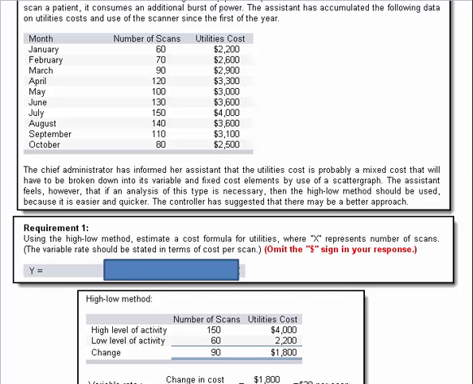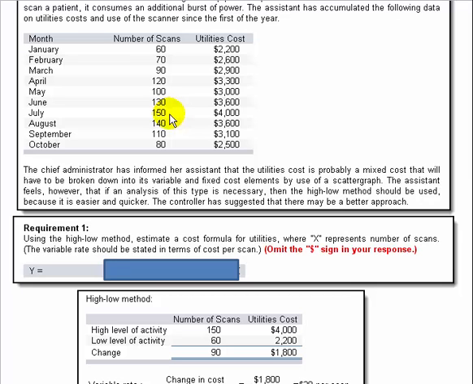What we do is we choose the highest level of activity and the lowest level of activity. So looking up in the data, we look at the number of scans, the number of data points, and the highest level of activity occurred in July. Now it's important to recognize that you need to pick the highest level of the activity, that's the independent variable, and not the highest utility cost. So we don't scan the Y variable, or the dependent variable, which is the cost. We instead scan the activity base, or the independent variable, the number of scans.